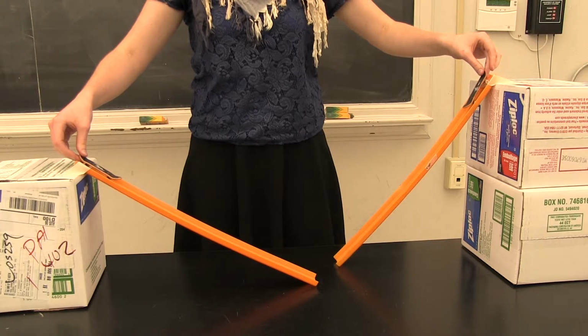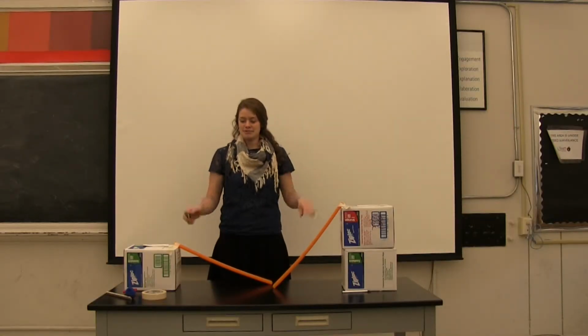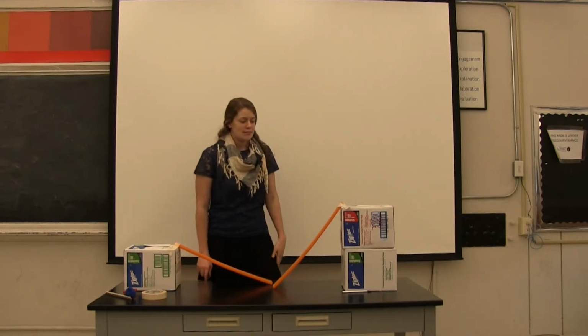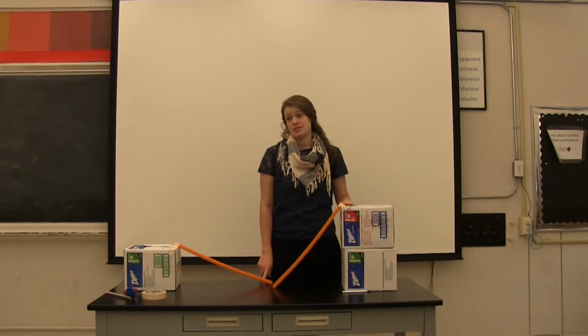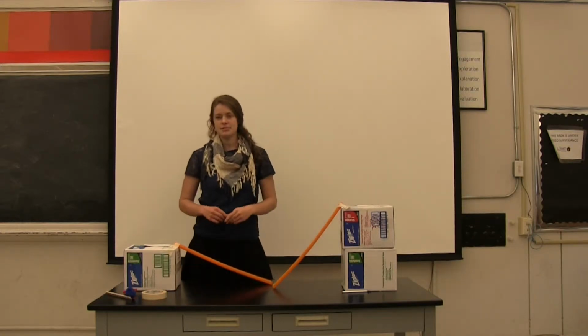1, 2, 3. Which one dropped first? This one? Number 2. Mary, why do you think number 2 dropped faster? Maybe because the ramp is taller. Ramp's taller. Okay, so that's a good prediction.